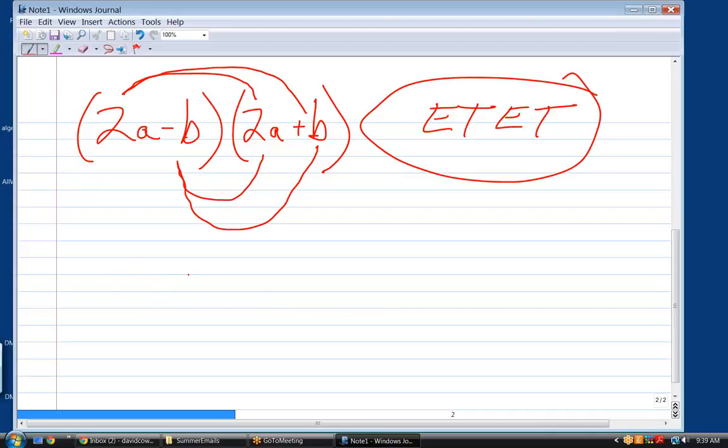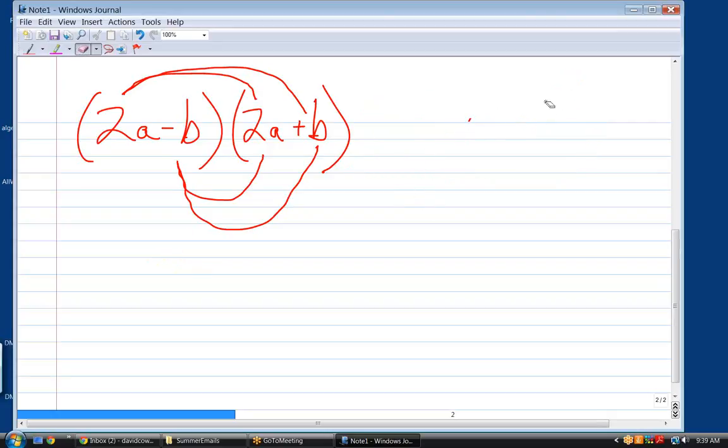What's 2a times 2a? 4a. What? 4a. Remember, you got to multiply the a's. 4a squared. Okay. What's the next term? What's 2a? And always do these in order. In other words, don't jump around.